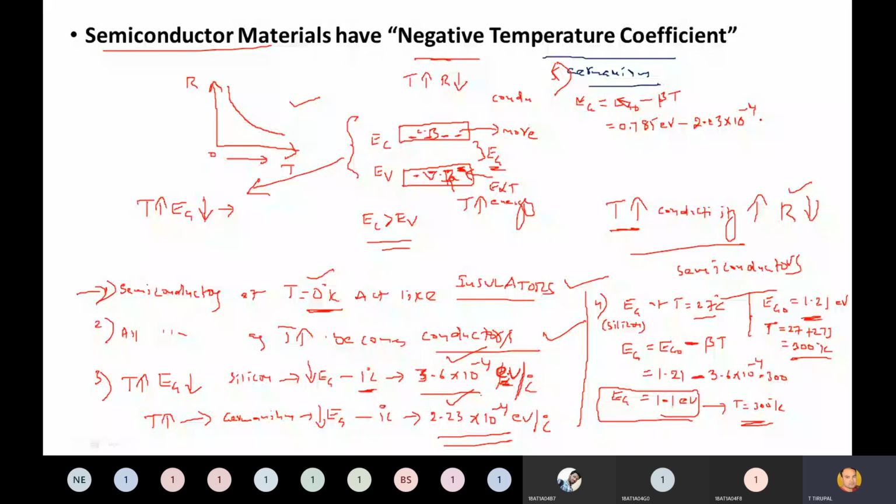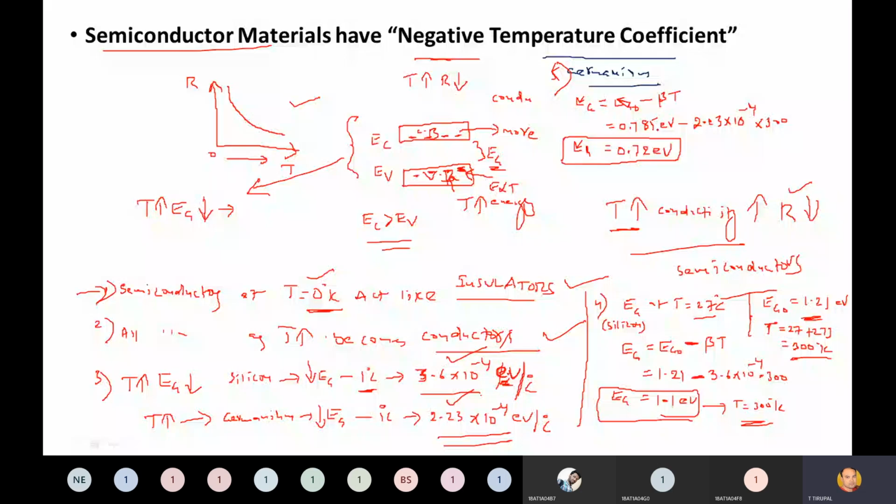Eg is equal to, what do you get? About 0.72, since the calculation gives roughly 0.718 or 0.719, so it is written as 0.72 electron volts. Please do remember this important point. The energy gap of germanium at room temperature, T equal to 300 degree Kelvin, is 0.72 electron volts.